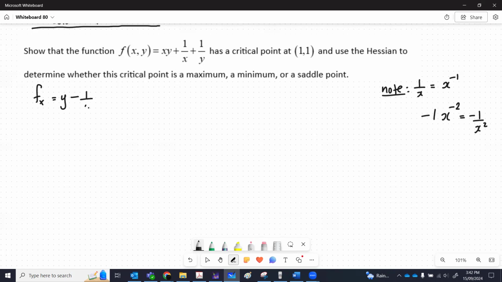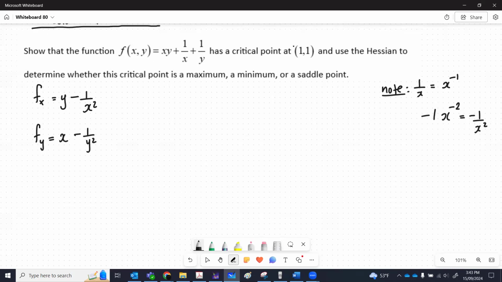So this is y minus 1 over x squared, and the derivative of 1 over y is 0 because it has no x, and we're differentiating with respect to x. Then we have the first partial derivative with respect to y. So when we differentiate this with respect to y, we're left with x. And in the same way, when we differentiate 1 over x with respect to y, this is 0 because it doesn't have a y, so it's a constant. And then this one here, 1 over y, the derivative, done in a similar way will give us minus 1 over y squared.